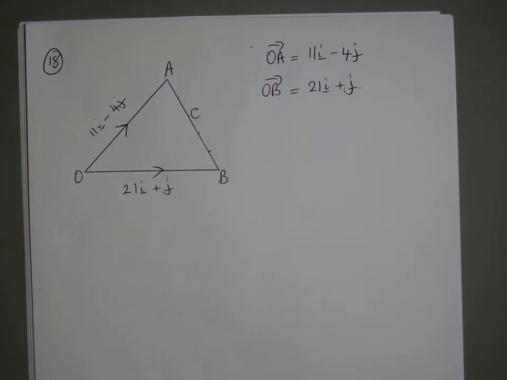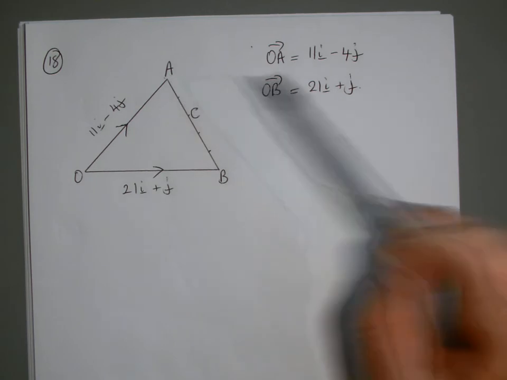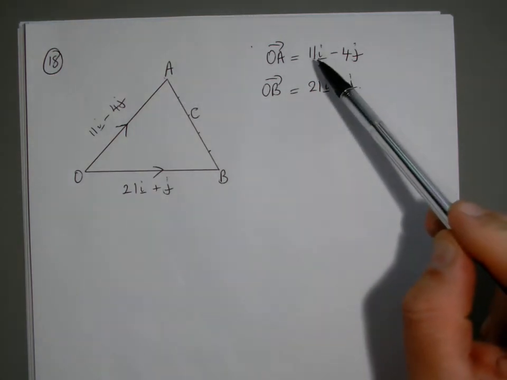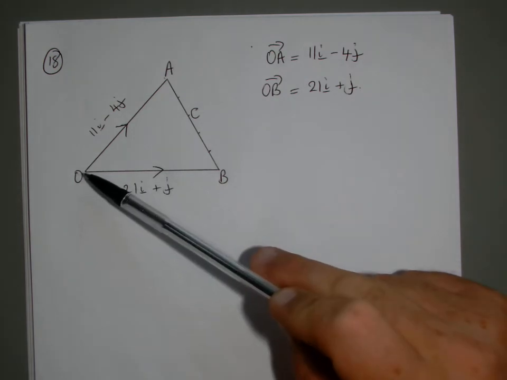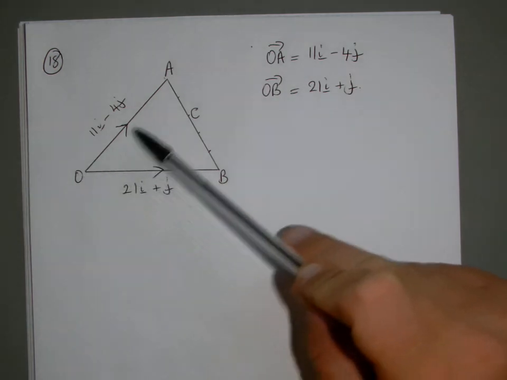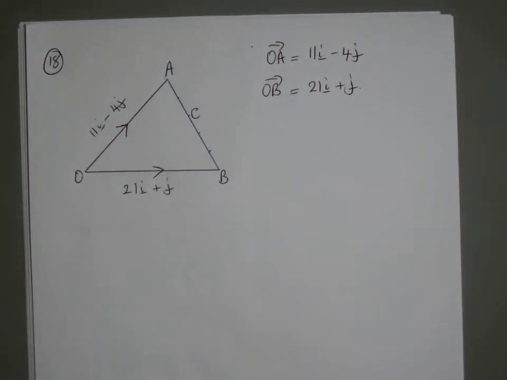Given 2 points, A and B, the position vector has been described for us. So you can see what I've drawn here. Point A is there, and the position vector of A is 11i minus 4j. In other words, to get to A from the origin, you've got to go along that vector, 11i minus 4j. I haven't drawn it properly to scale or anything.